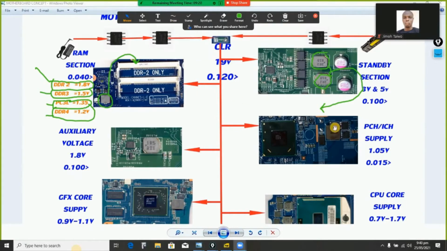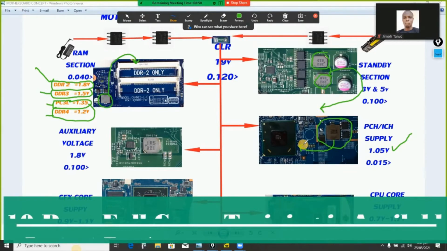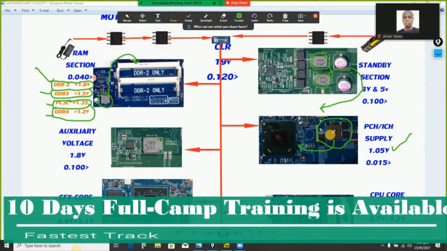After that, what do we expect? We have this voltage here, which is the PCH or ICH supply. This voltage is always 1.05. If this voltage is generated, where is it going? This voltage is going to the PCH chipset. This is the destination of the voltage. Where do we confirm? You confirm at the coil. The same process, just like we have coil and switch here, these ones too have a coil. That is exactly how they are generated.